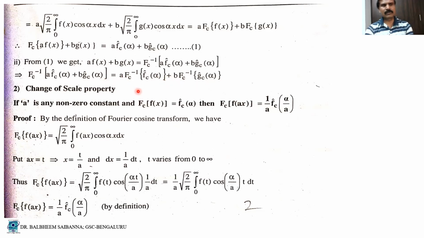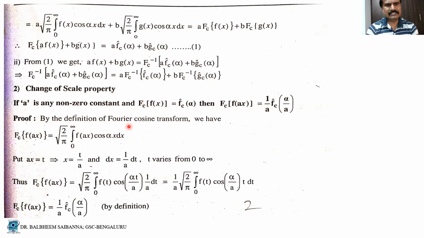Then go to the second property. What is the second property? That is the change of scale property. If a is any non-zero constant and F_C of f(x) is F_C cap alpha, by the definition of the Fourier cosine transform, then we have to prove that F_C of f(ax) equals 1 by a F_C cap alpha by a.